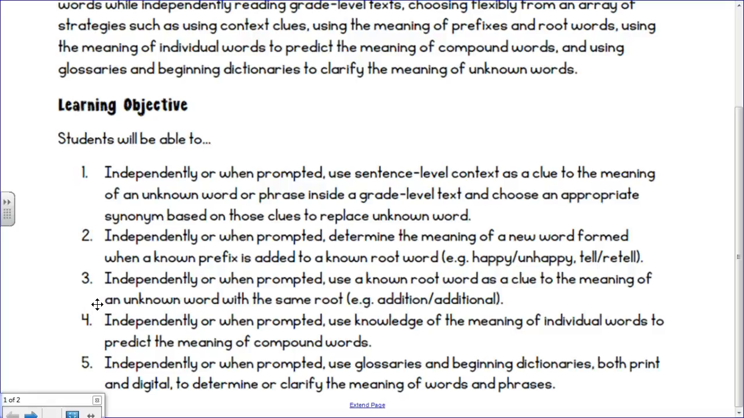Number 3, independently or when prompted, use a known root word as a clue to the meaning of an unknown word with the same root, like addition and additional. Number 4, independently or when prompted, use knowledge of the meaning of individual words to predict the meaning of compound words. And lastly, number 5, independently or when prompted, use glossaries and beginning dictionaries, both print and digital, to determine or clarify the meaning of words and phrases. For this instructional design project, I'll be focusing on learning objective number 2, using prefixes to determine the meaning of a word.